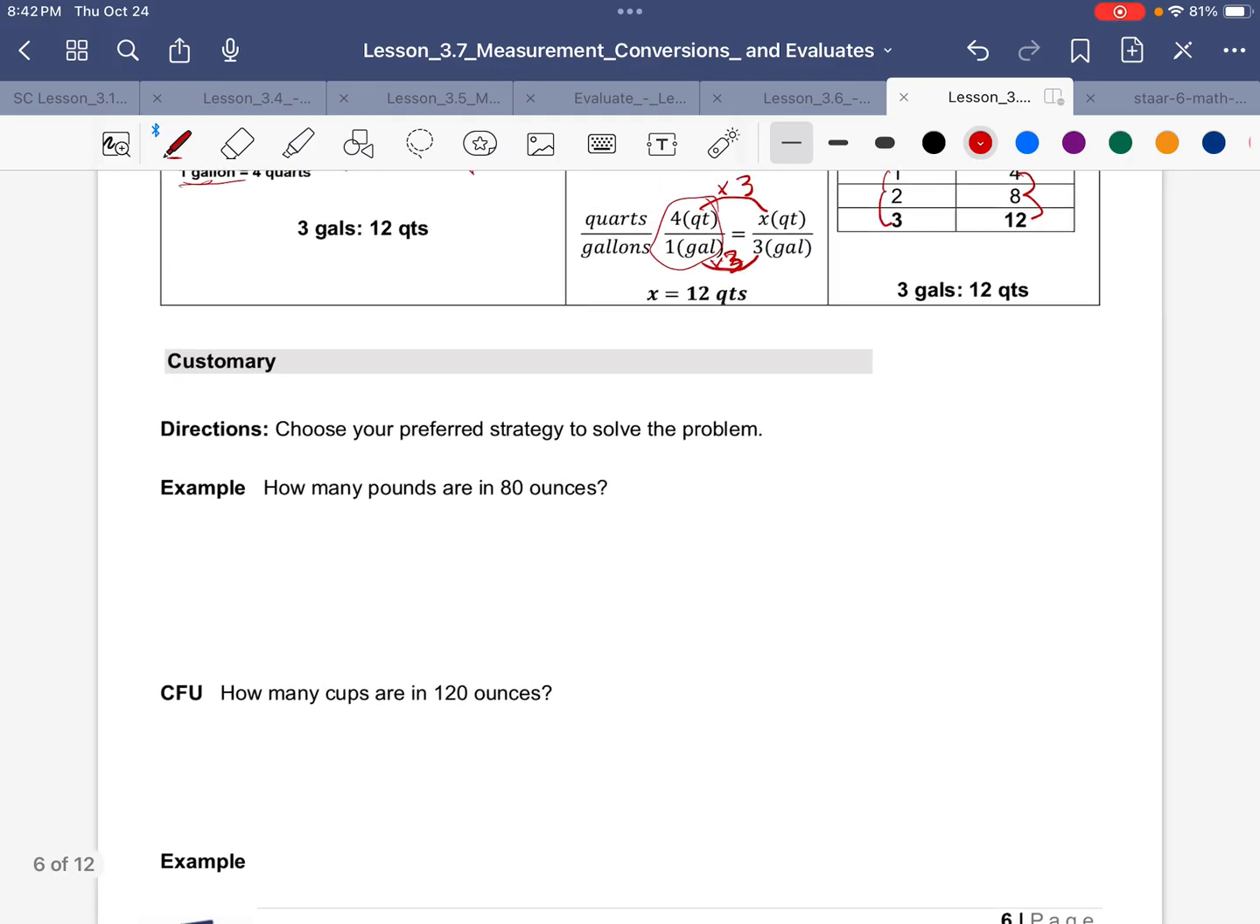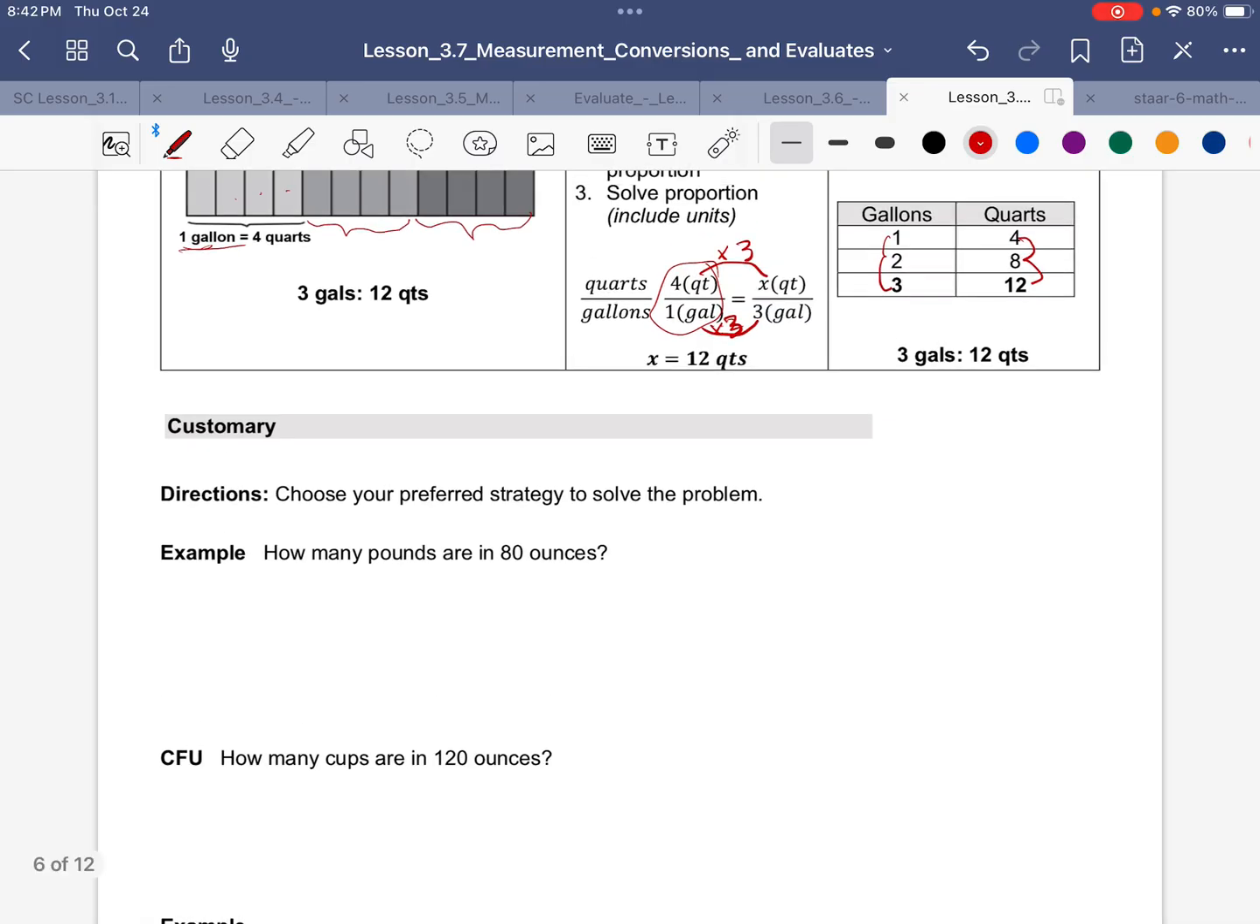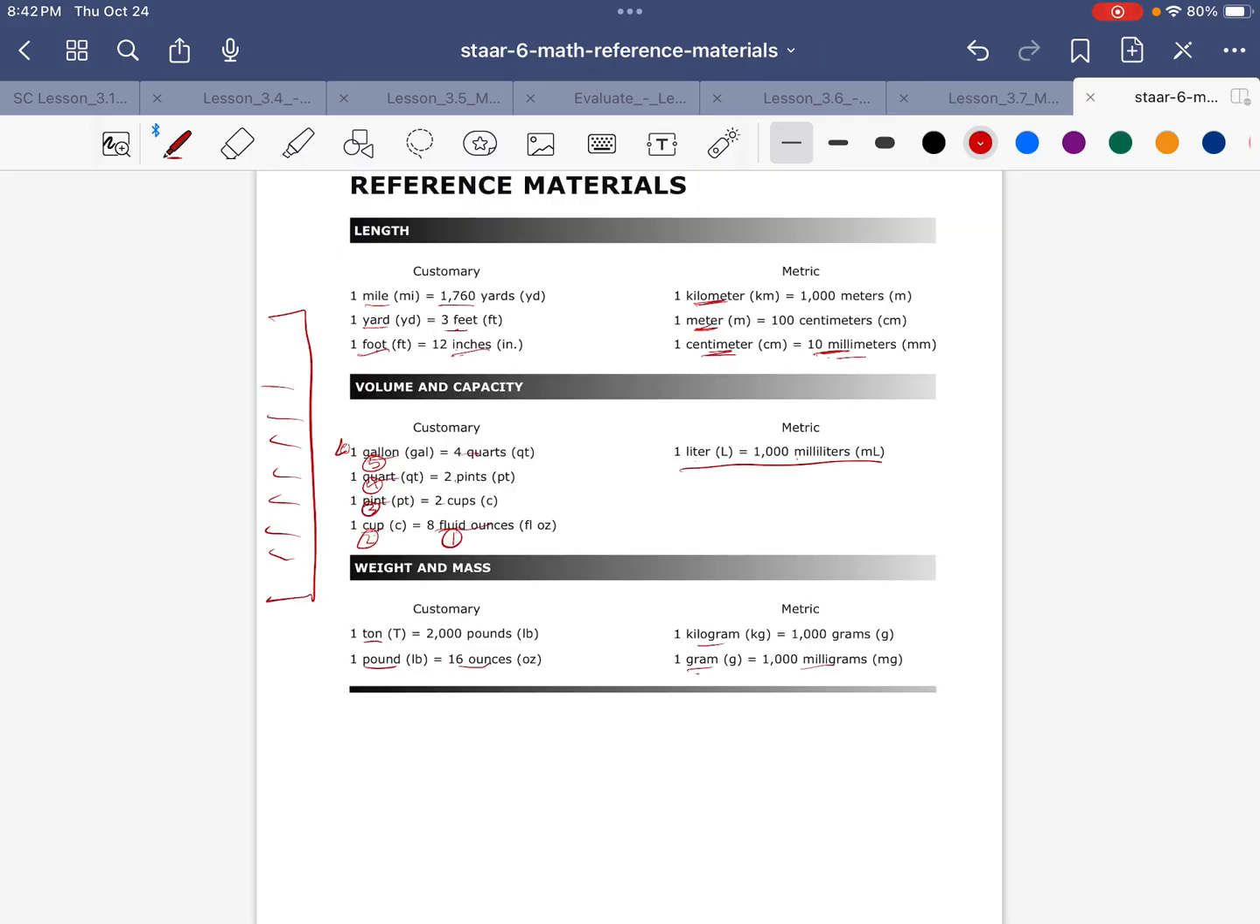So we'll choose our preferred method here. I'll do both proportion and table. I'm not going to draw the graph, the visual. I'm not going to lie to you. How many pounds are in 80 ounces? Okay. So first, what you want to start off with is your given ratio that's on your reference chart. See here, up here, they started off with 4 quarts is 1 gallon. And you see that here, 4 quarts is 1 gallon. That was this first one up here.